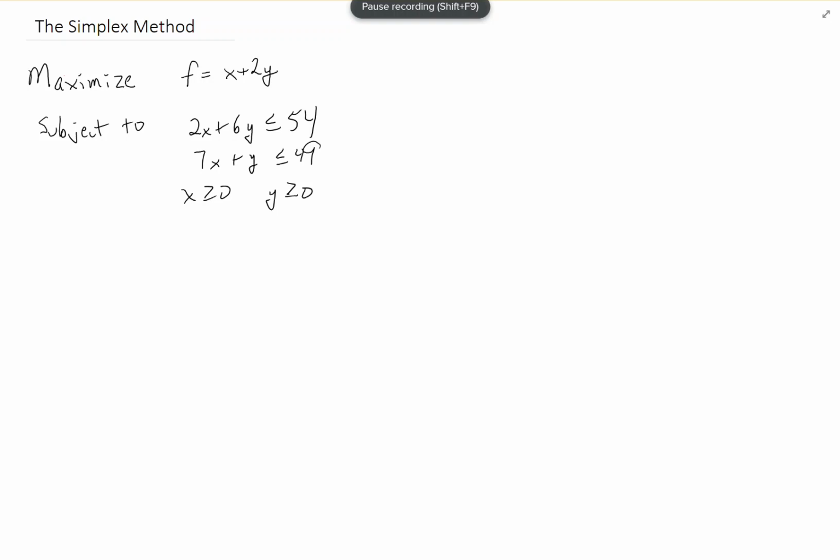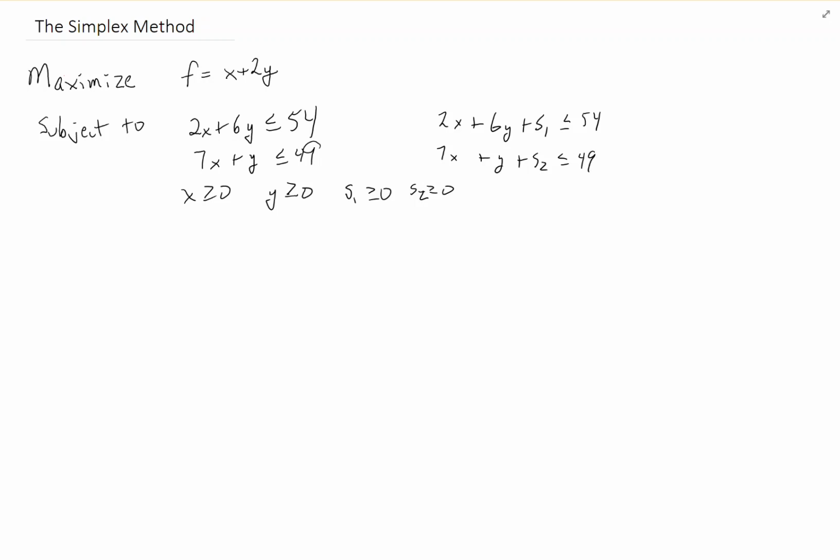All right, so we're going to start by introducing two slack variables. We'll introduce S1 and S2, and they also have the requirement that they have to be greater than or equal to 0. They will convert our inequalities to equalities. So we're going to have 2x plus 6y plus S1 is less than or equal to 54, and 7x plus y plus S2 is less than or equal to 49.